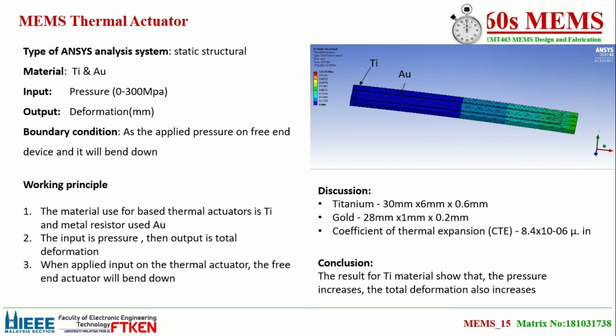Next, for the working principle. Firstly, the material used for the thermal actuator is titanium and the metal resistor used is gold. Secondly, the input is pressure and the output is total deformation. And lastly, when input is applied on the thermal actuator, the free end of the actuator will bend down. Next, for the discussion, this is the dimension for titanium and the value of the coefficient of thermal expansion. Next, in conclusion, the result for titanium material shows that as the pressure increases, the total deformation also increases.